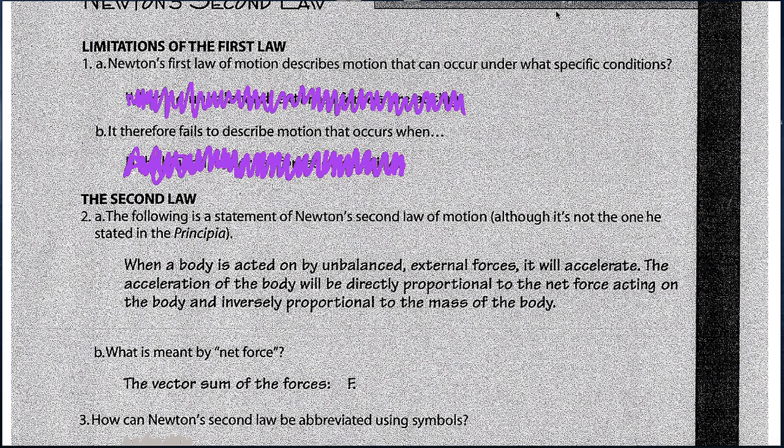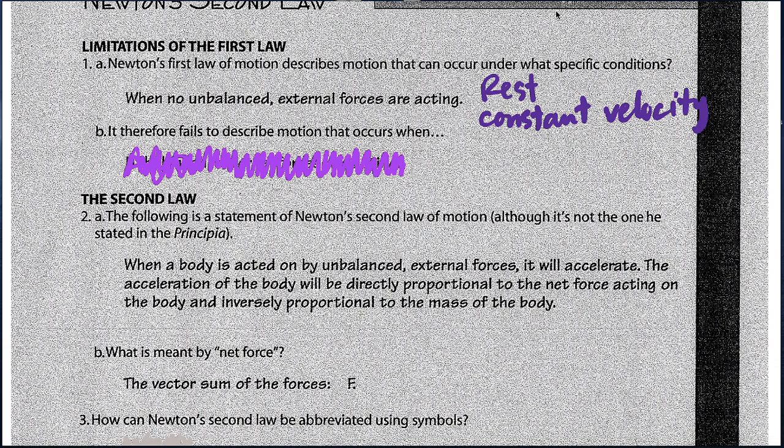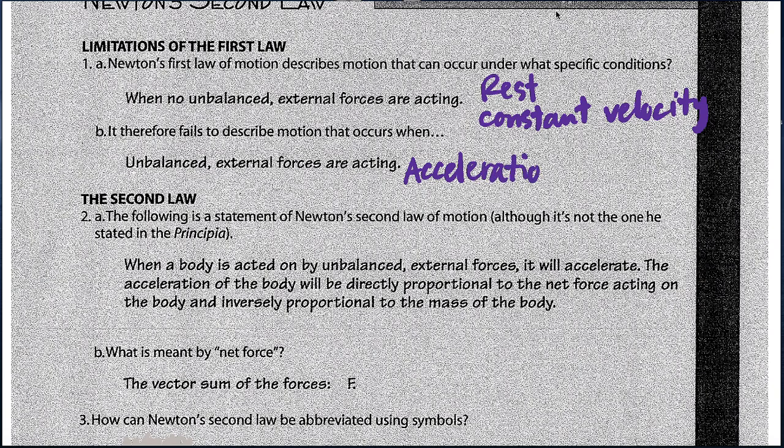Okay, so first of all, we need to think about the first law. 1a says, Newton's first law of motion describes motion that can occur under what specific conditions? Well, we know that Newton's first law talks about objects at rest or objects in constant motion, constant velocity. So the condition that has to occur is that there are no unbalanced forces. Part B, it therefore fails to describe motion that occurs when there are unbalanced forces acting. And of course, we know that if unbalanced forces are acting, accelerations or changes will occur.